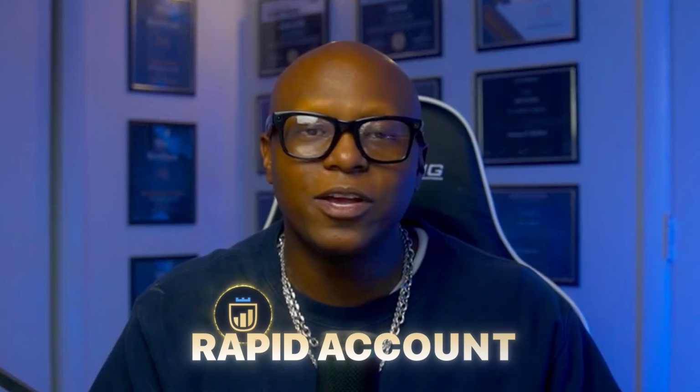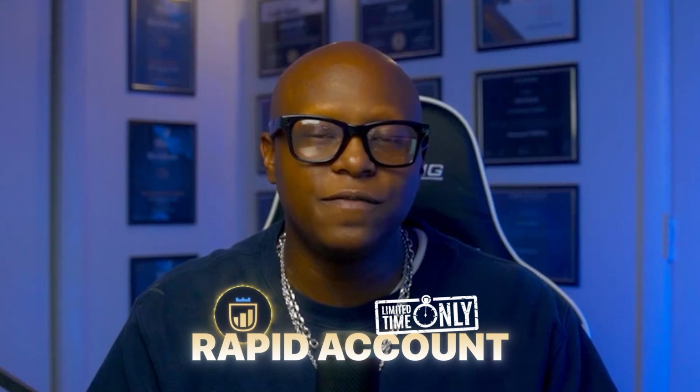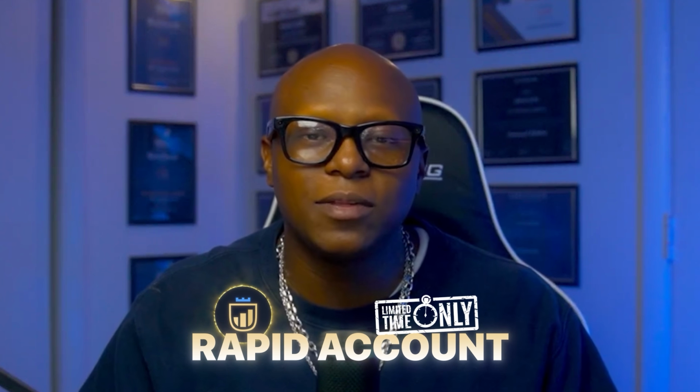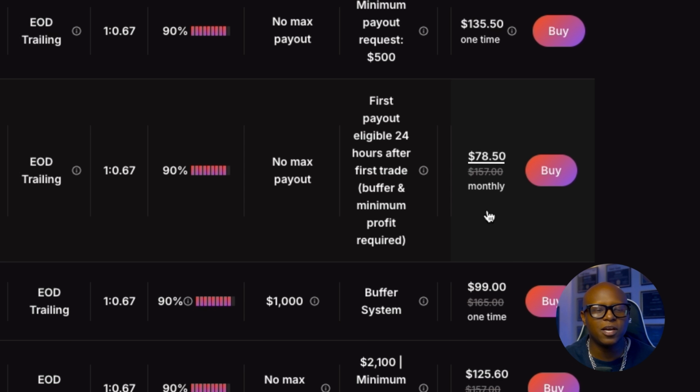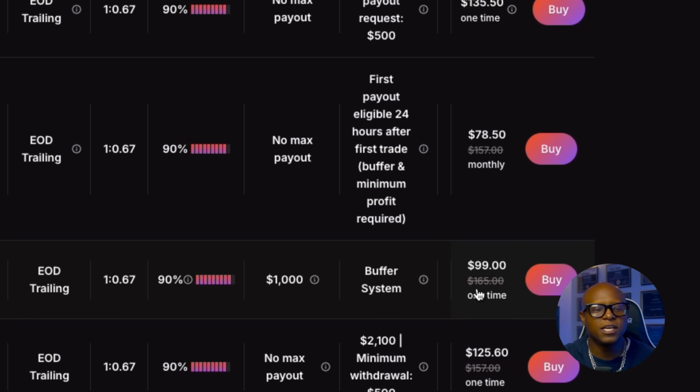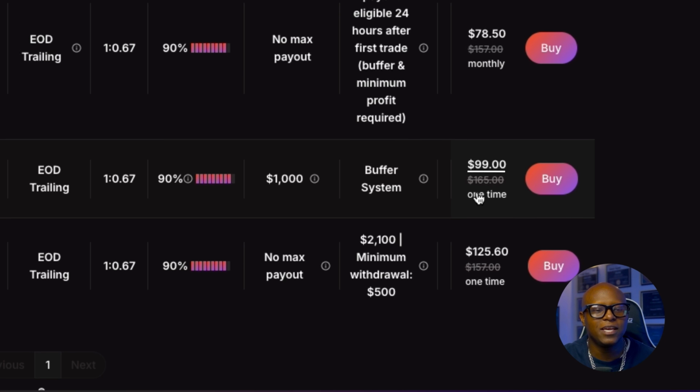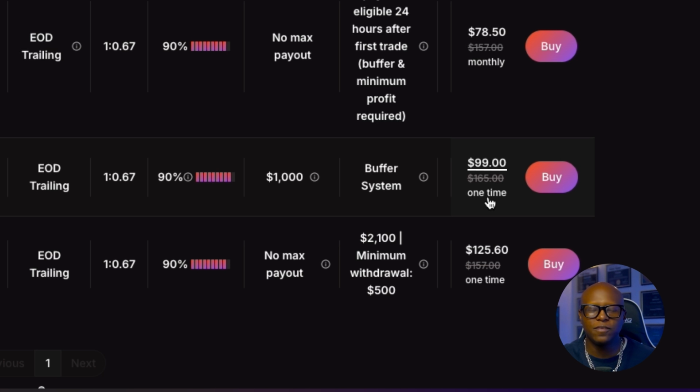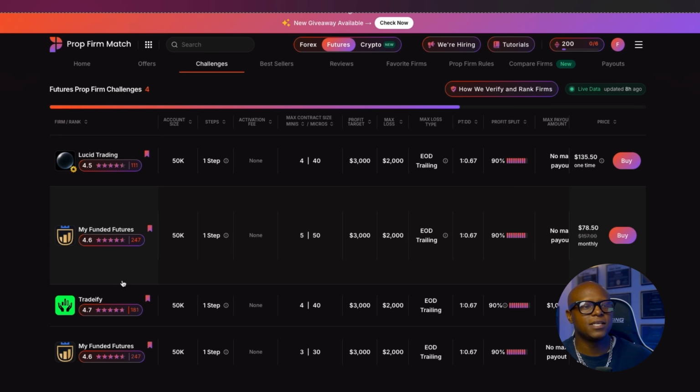Now, this Rapid account here is for a limited time, and MyFunded Futures hasn't said how long that timeline is going to be. The cheapest account on this list is going to be the MyFunded Futures Rapid account at $78.50. And then finally, you have your Tradeify Select Daily account that comes in at $99 if you use our code as well. Now let's take a look at some of the trading rules.